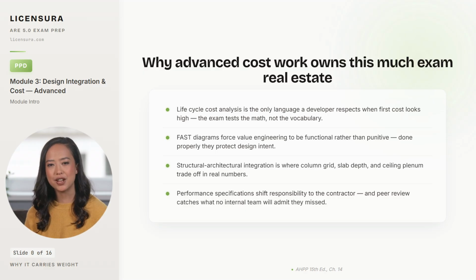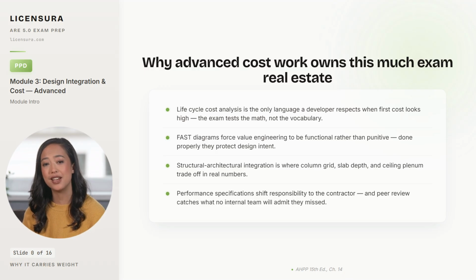First, life cycle cost analysis, LCCA, is the only tool that wins a first cost argument with a developer. You present value the operating cost over the service life, you compare alternatives on equal terms, and the more expensive upfront option often wins on net. The exam tests the actual math: discount rate, present value, study period, not the marketing pitch.